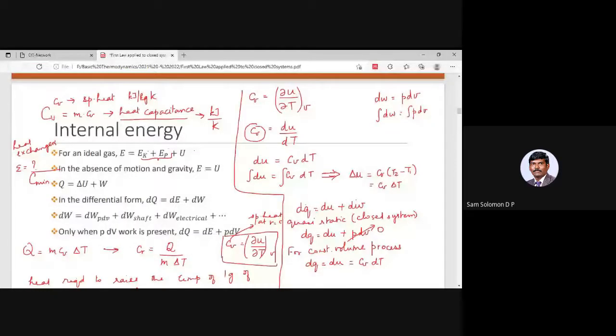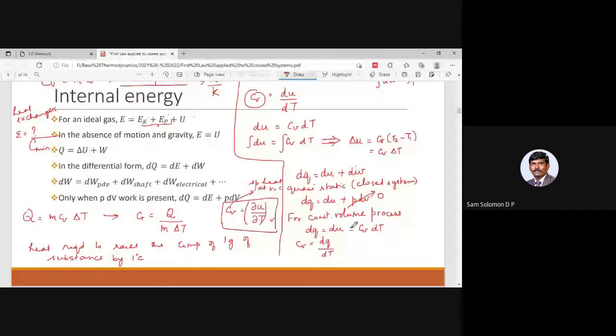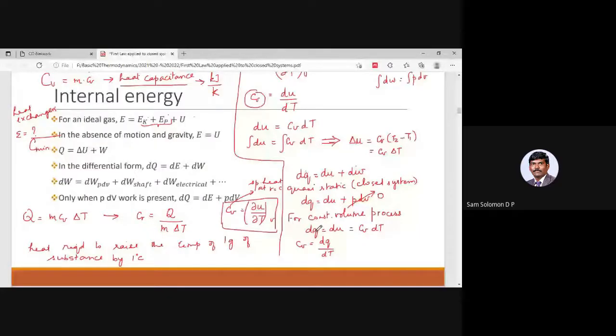And you may now define Cv is equal to dq by dt. This is what you asked. So you are saying q by delta t times m here, and now you are saying delta u by delta t. So are you saying q is equal to q by m or q is equal to delta u? In a sense, mathematically, it seems to be okay.